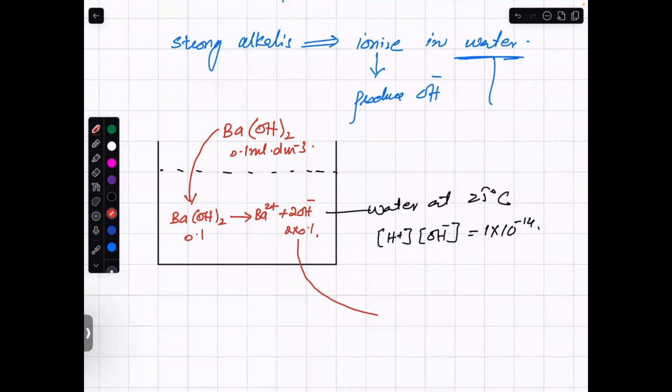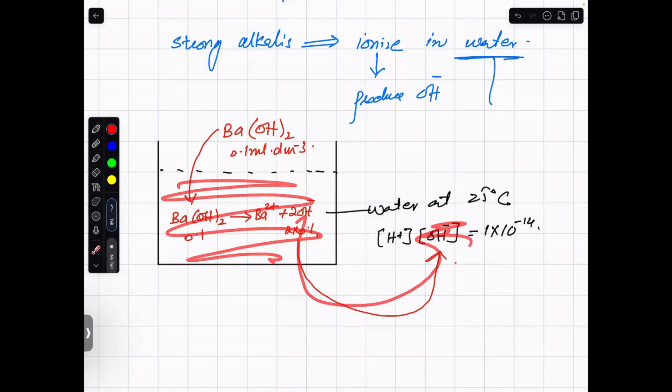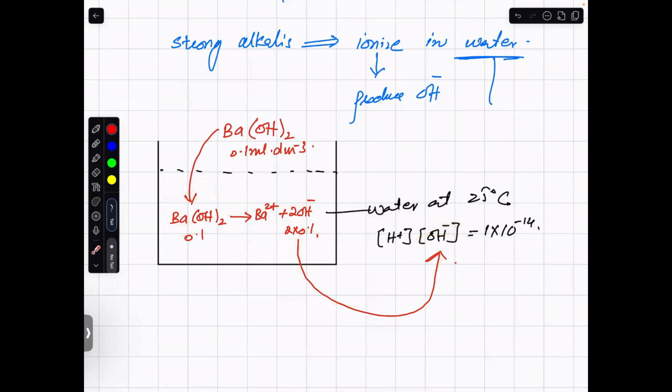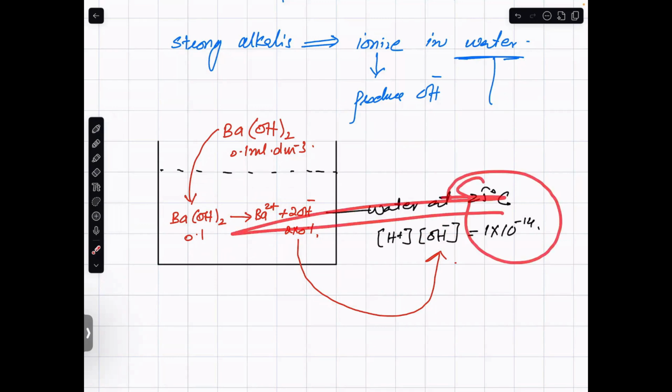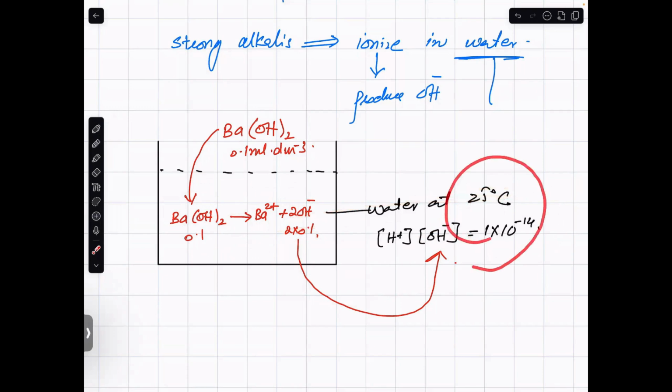Now in this solution, the OH is increasing. It's the same water, but the OH is increasing. So can you find H plus? Yes. You know, the Kw of water is not changing, because the temperature is not changing. As long as the temperature is the same, Kw is the same. Now, suppose it is 16 equal to 4 into 4. And due to some reason, this 4 becomes 8. But the 16 cannot change.